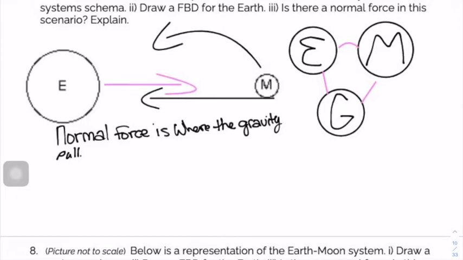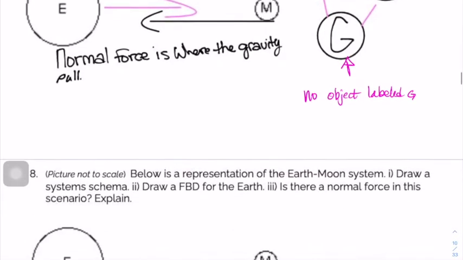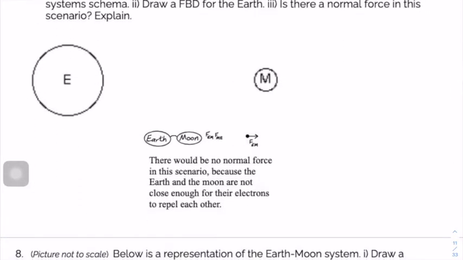Okay, so just a lot of normal forces and the gravity pull. So there's no object labeled G, because only objects can go in the bubbles. Okay, great answer, direction correct. There would be no normal force in this scenario because the Earth and the Moon are not close enough for their electrons to repel each other, so nice job.